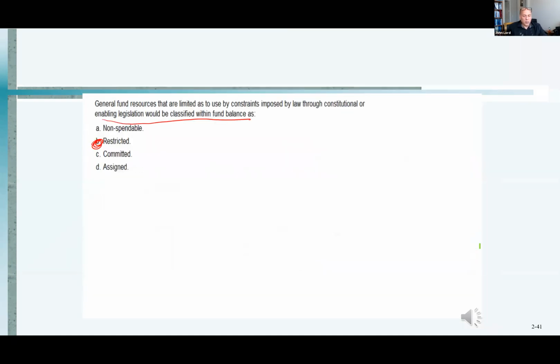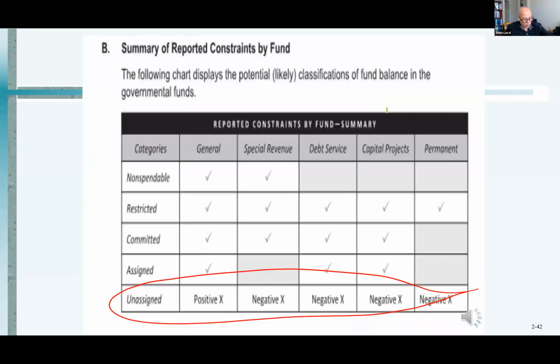Okay. Let's look at this one. General fund resources that are limited to use by constraints imposed by law through constitutional or, there we go, keywords, enabling legislation. That money is what? Restricted. Okay. All right, guys, I want to move on.